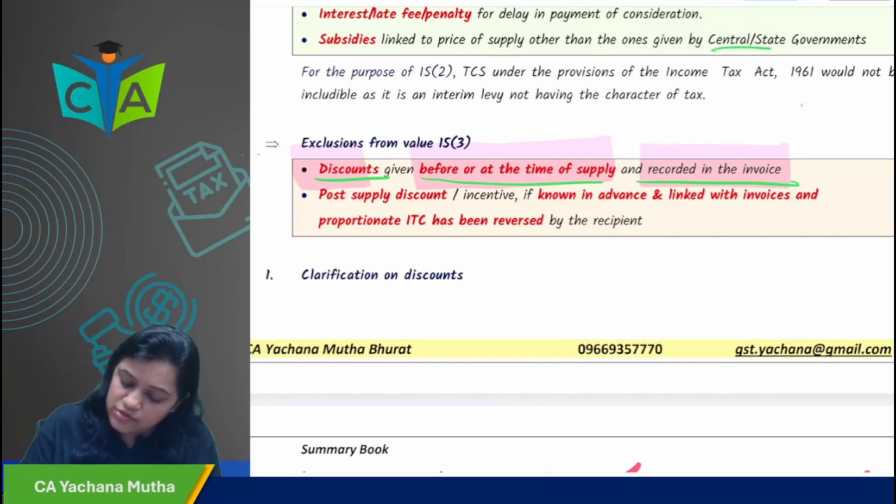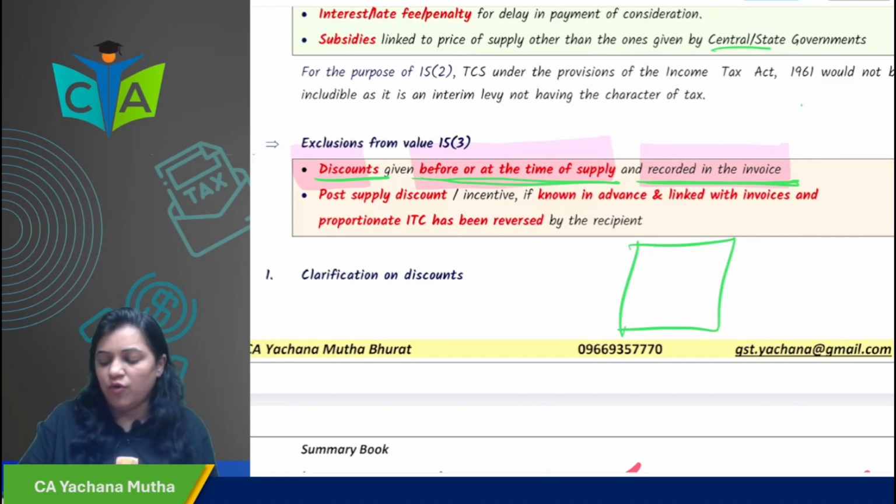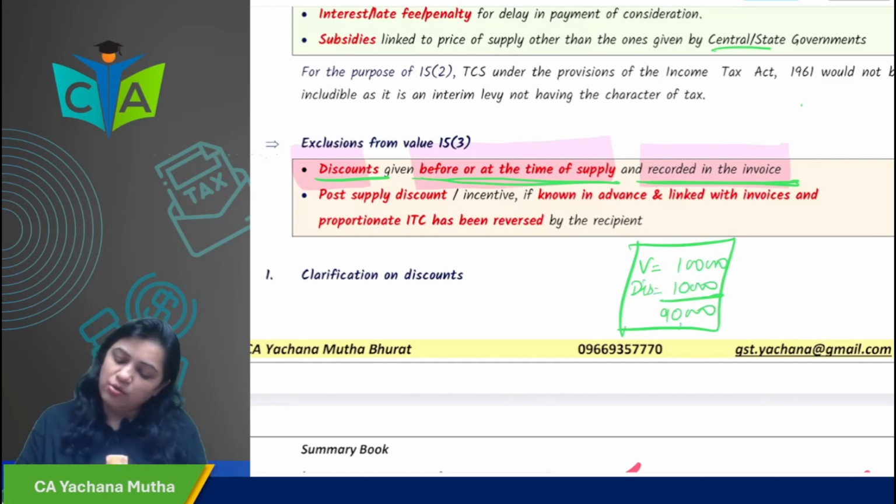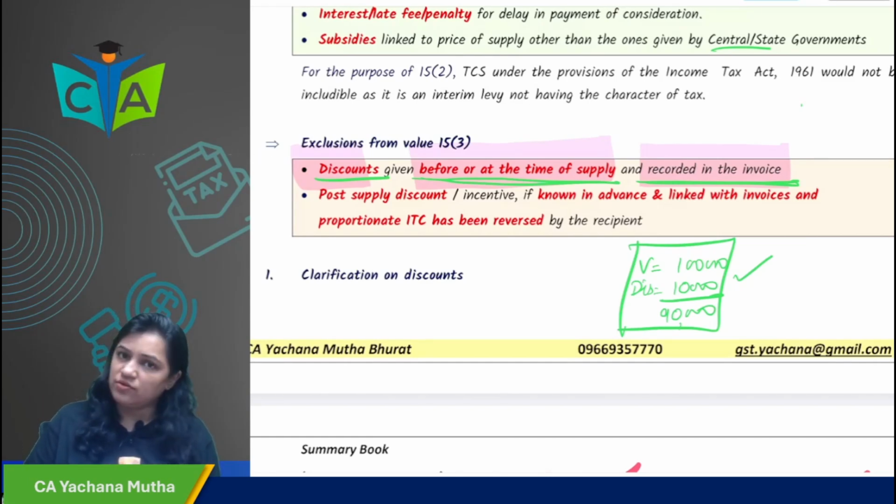Okay. So discount which is given before or at the time of supply and recorded in the invoice is to be excluded. For example, in the invoice, the value is say 1 lakh rupees. Discount 10% is given, 10,000 rupees. So in this, is discount recorded in the invoice? Yes, discount is recorded in the invoice. It is given before or at the time of supply. So this discount is to be excluded from the value. GST will be payable on 90,000. I hope it is clear.